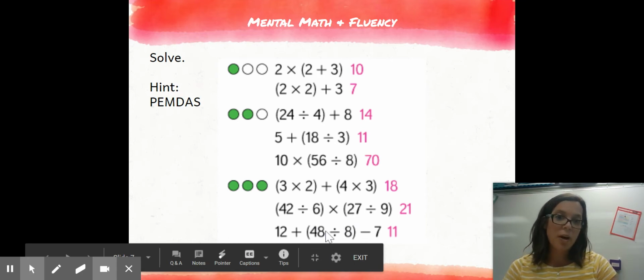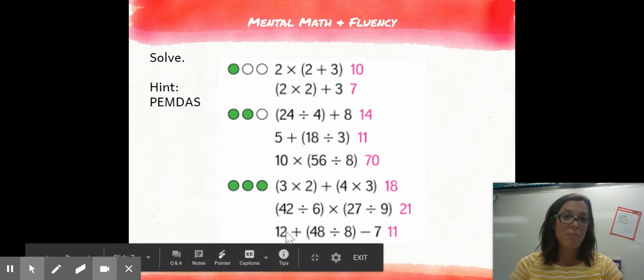Then I have to do 12 plus 6 first because the order of operations says once I get to adding and subtracting, I have to go from left to right if I have both of them left. And because I have adding and subtracting left, I have to move from left to right. So 48 divided by 8 is 6. And I go to 12. 12 plus 6 is 18. Minus 7 is 11. If you got the last one correct, that's really, really great because that one's kind of tricky because you have to know the order of operations really well.